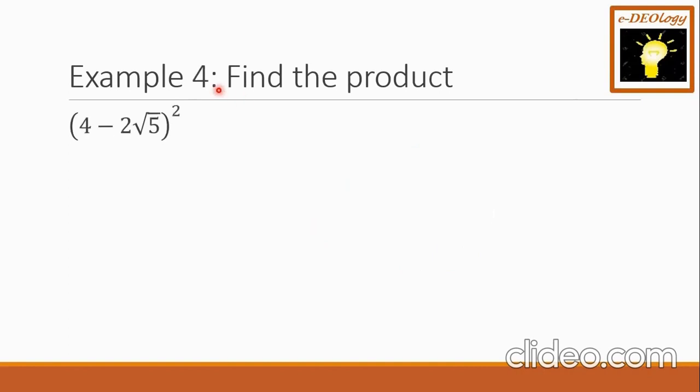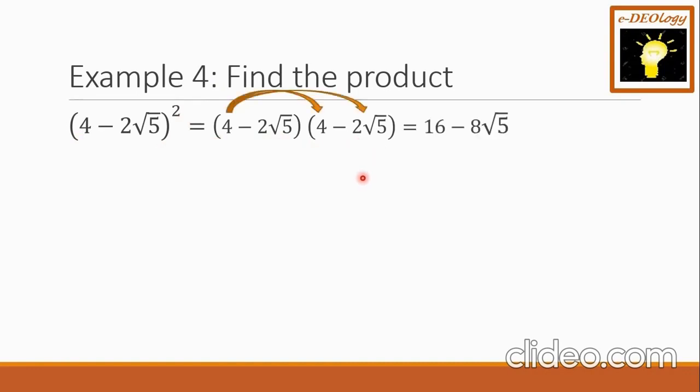Let's have example 4. This is now the square of the quantity 4 minus 2 square root of 5. We can expand this binomial here to be 4 minus 2 square root of 5 times 4 minus 2 square root of 5. And then we will do the long multiplication.